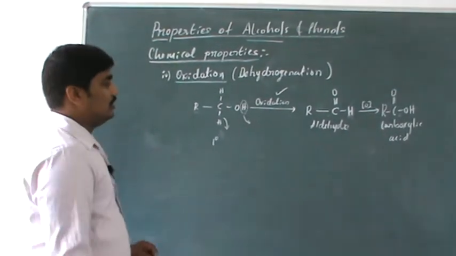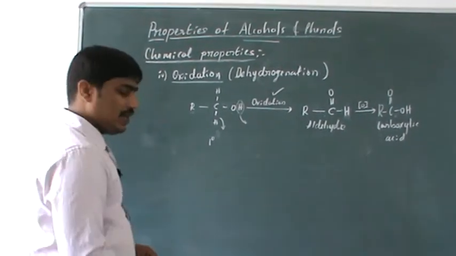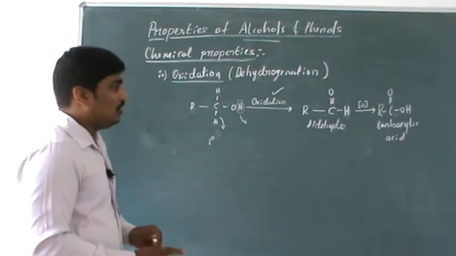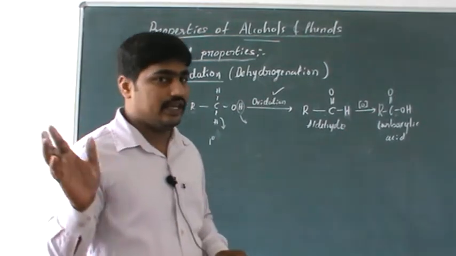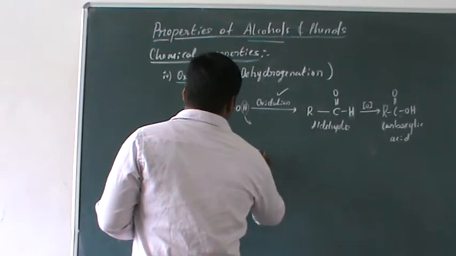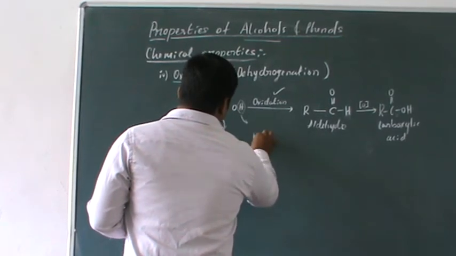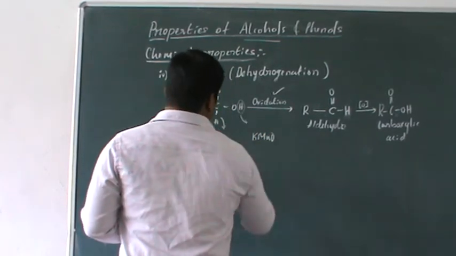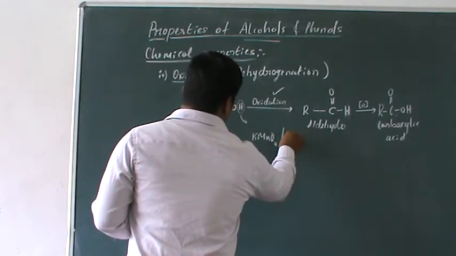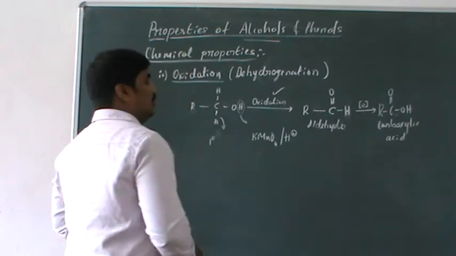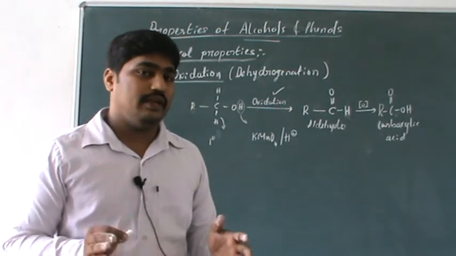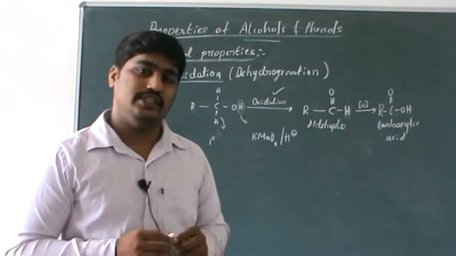Let us discuss the oxidation by considering examples of different alcohols as well as different oxidizing agents, and let me give the list of oxidizing agents. KMnO4, potassium permanganate, is an oxidizing agent in acidic media. It is known as acidified KMnO4. Acidified KMnO4 is a strong oxidizing agent.